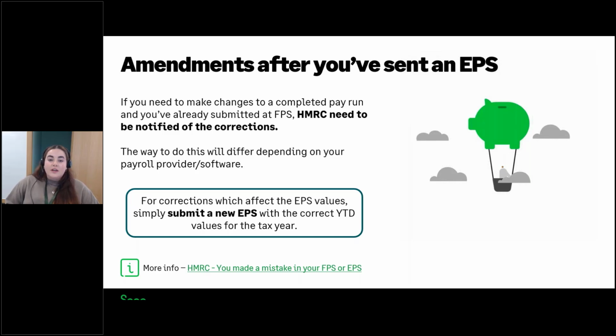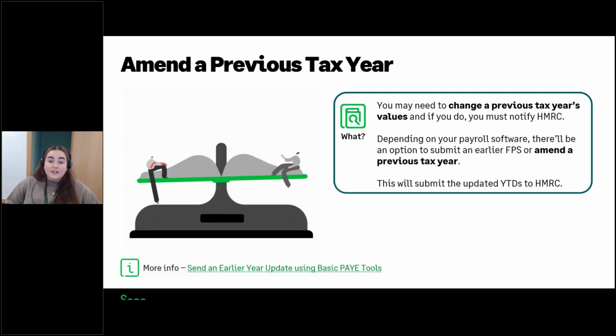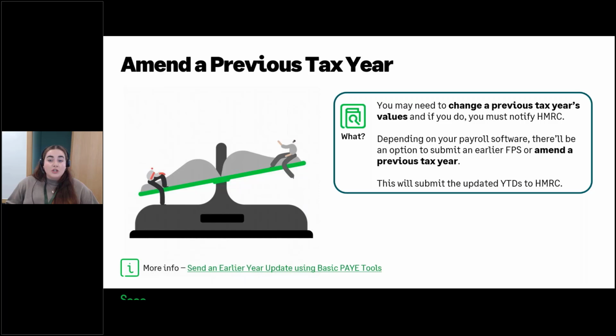So these submissions that I've gone through, the FPS, the EPS and the FPS adjustment, they're all submissions for the current tax year. But what if you've had to go back and amend a previous tax year's figure? Because again, HMRC must be notified. So with RTI, you will have the option to submit an FPS adjustment for a previous tax year, or it might be called something like amending a previous tax year.